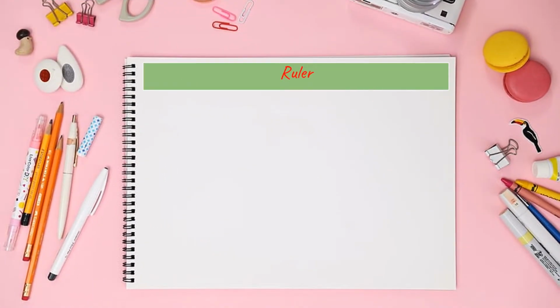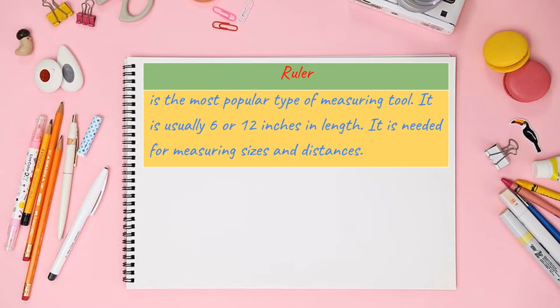Then, we also have ruler. Ruler is the most popular type of measuring tool. It's usually 6 or 12 inches in length. It is needed for measuring sizes and distances.